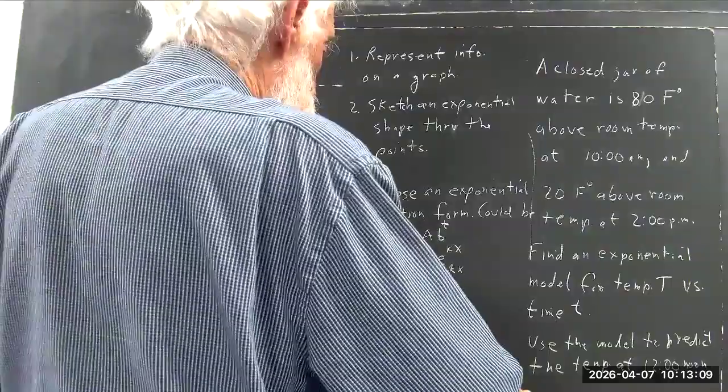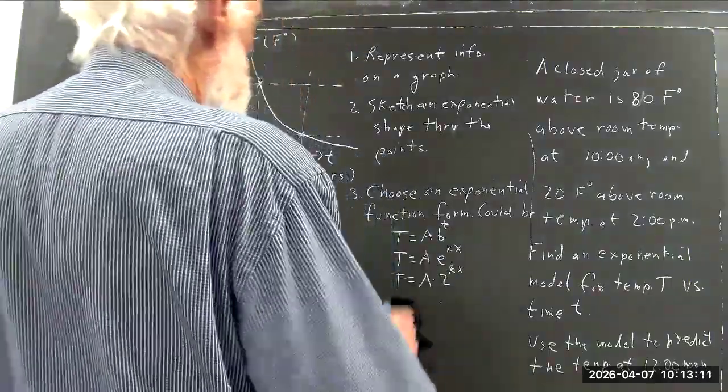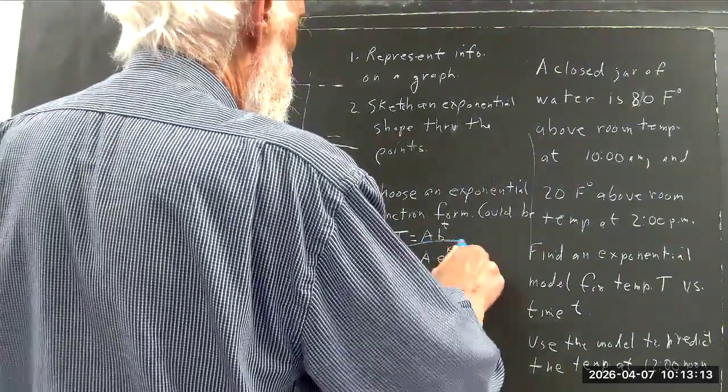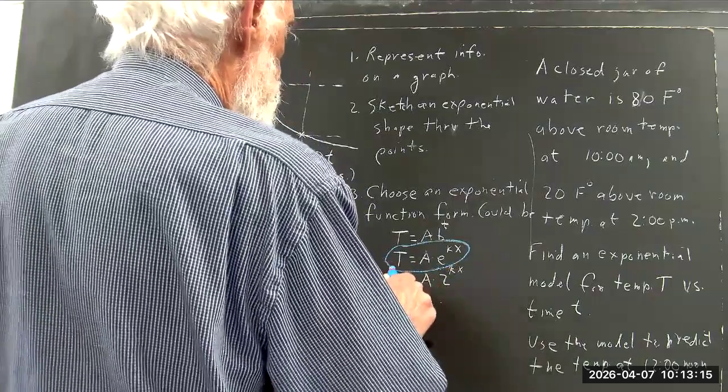So I'm going to make that choice just by circling, and I'll do the a times e to the kx model.